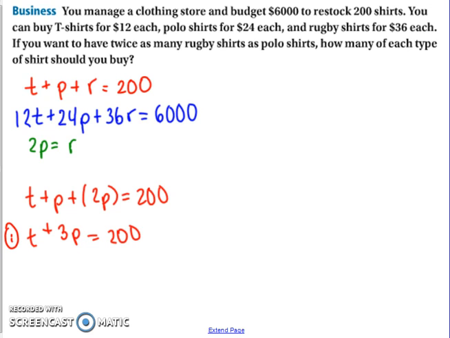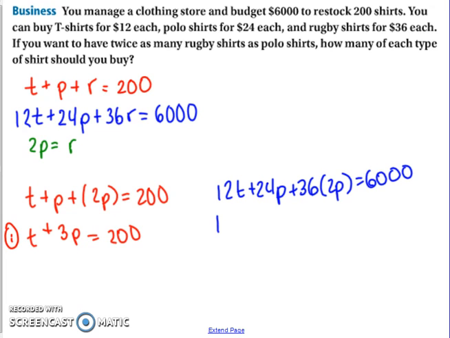So I'm going to put a 1 here. And I'm going to do the same thing with the second one. I'm going to take 12T plus 24P plus 36, and instead of R, I'm going to put in 2P. So now I have 12T plus, so I had 24P, but I have 36 times 2P, so I have another 72P. So 24 and 72P is going to give me 96P equals 6,000. And this is equation 2.